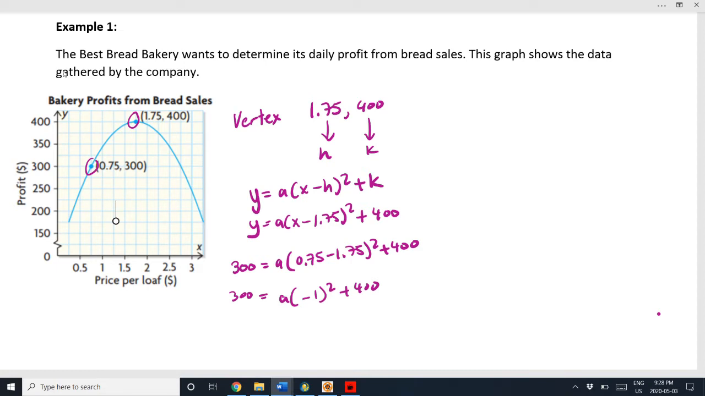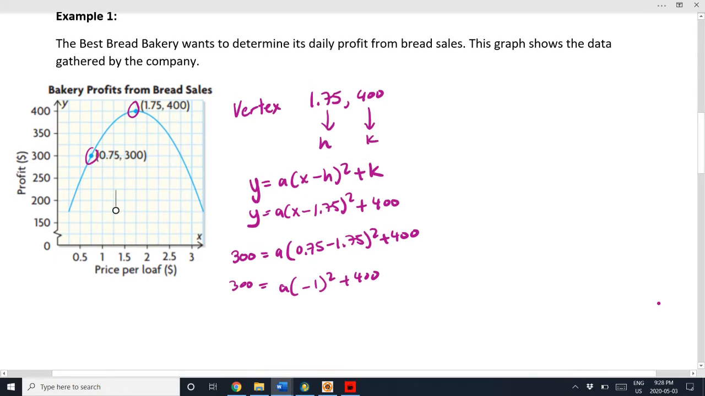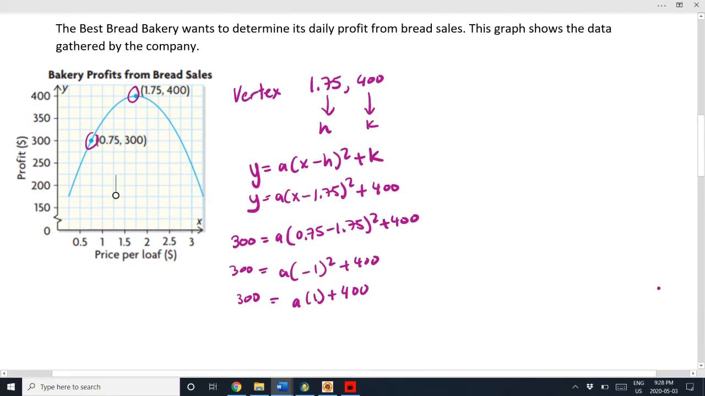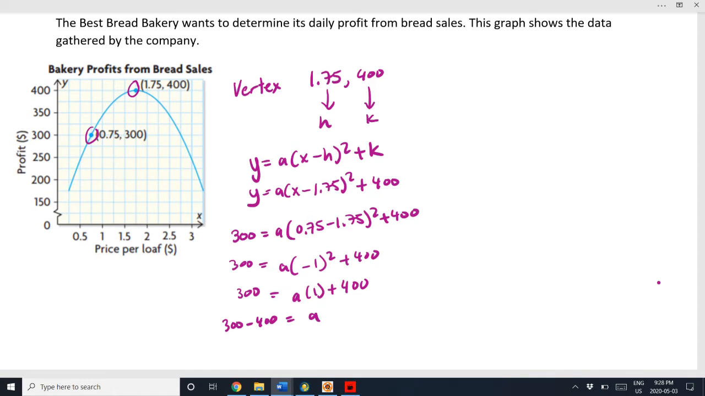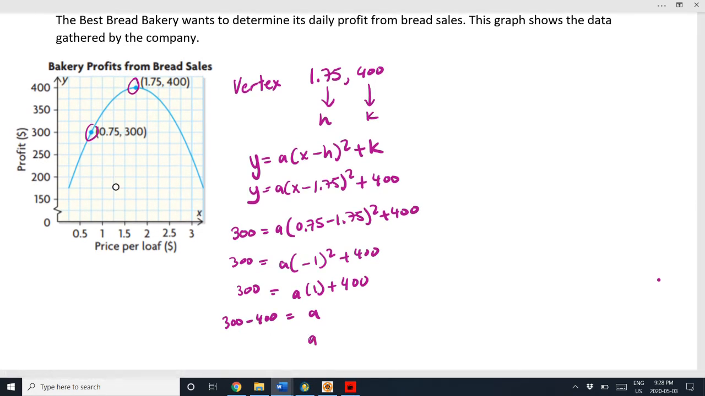And following BEDMAS, we do brackets first. That's why we did brackets up here. Now we're going to do the exponent. Negative 1 squared is just 1. So a times 1 plus 400 is equal to 300. Now we just need to solve for what a is. So we're going to move the 400 to the other side. So 300 minus 400 is equal to a. And 1 times a is just a. And so we can conclude that a is going to be equal to 300 minus 400, which is negative 100.